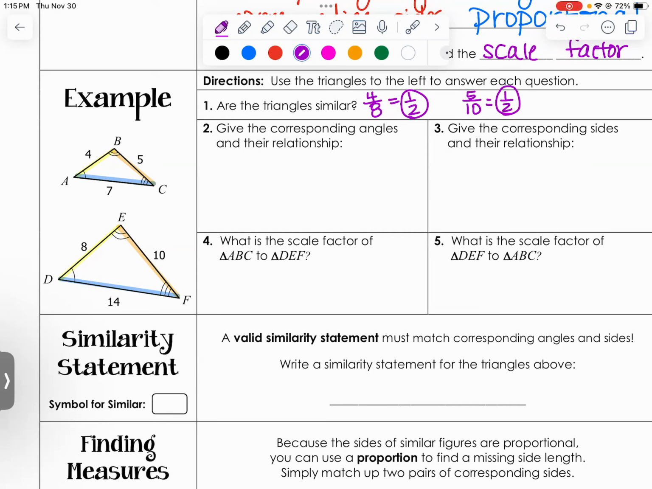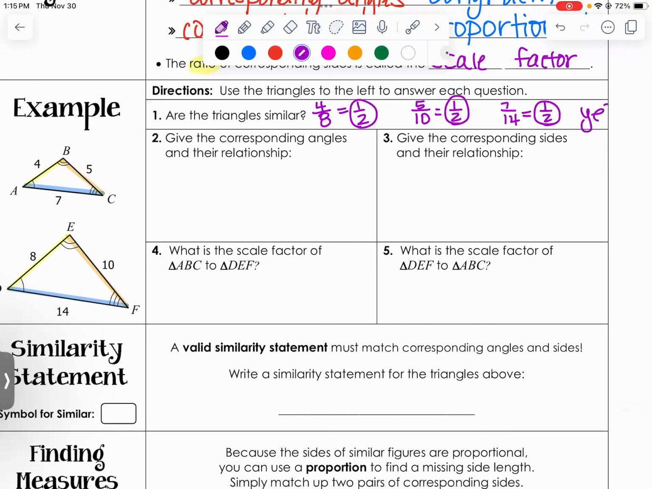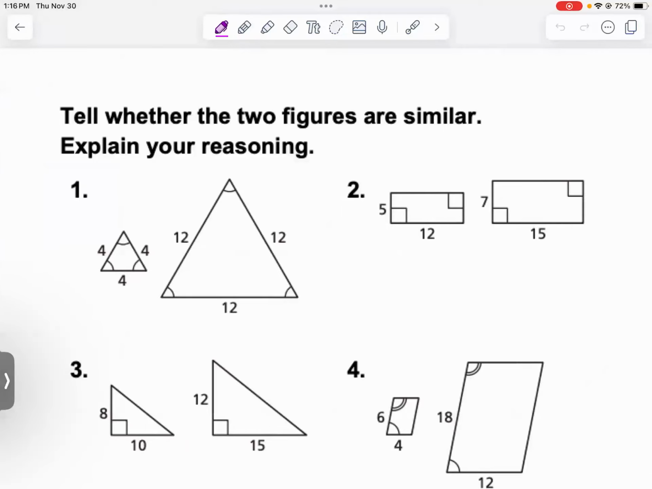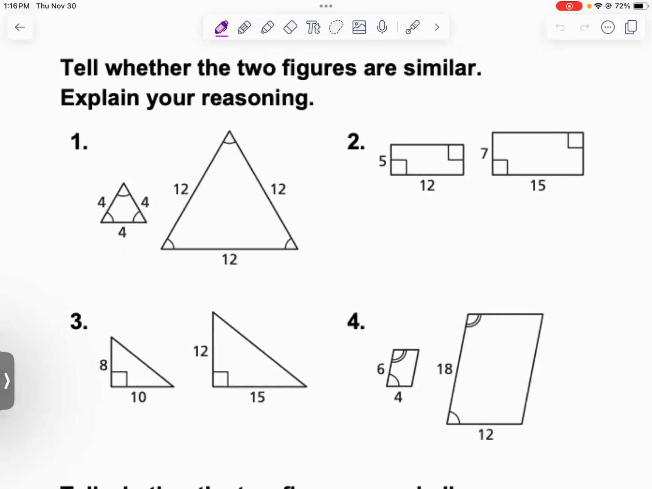10/8 or 8/10. Okay, so we've made 4/8. We've made 5/10. 7/14. And Tony, what is 7/14 reduced down to? 1/2. What do you notice about the ratio of all of our sides? They're all the same. Okay, so this is how we know that yes, they're not congruent, they are similar.